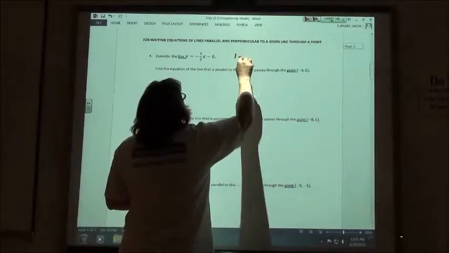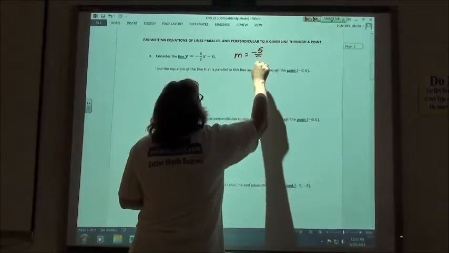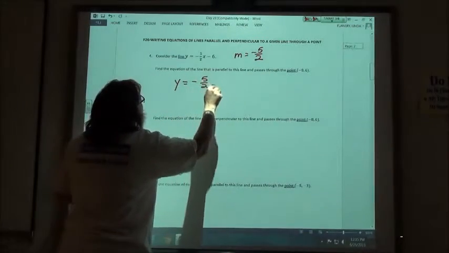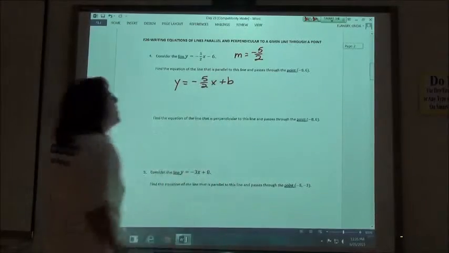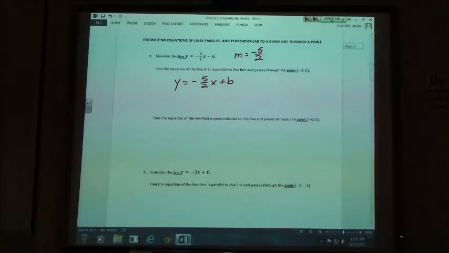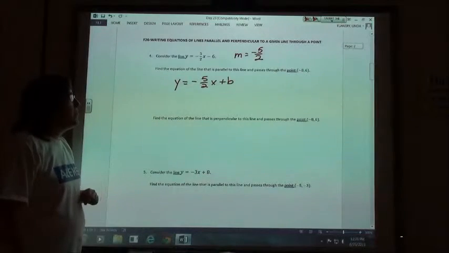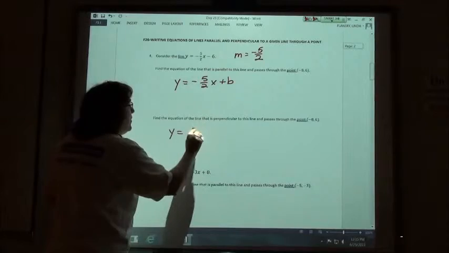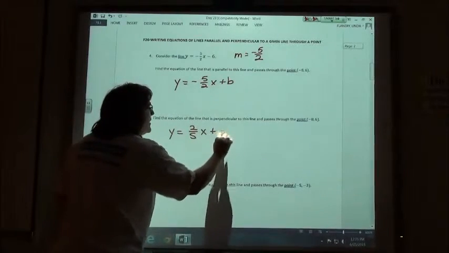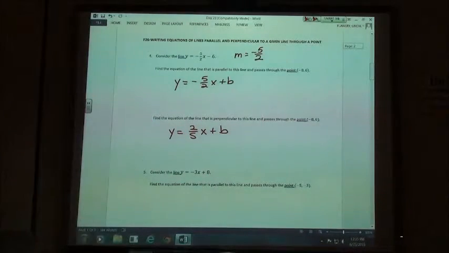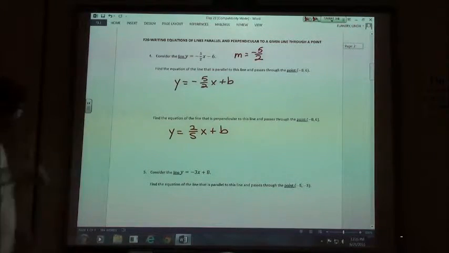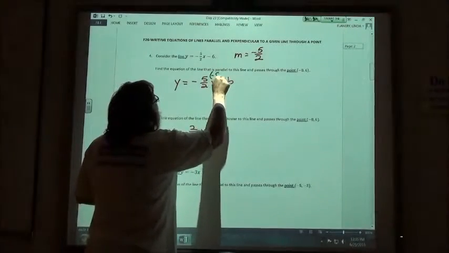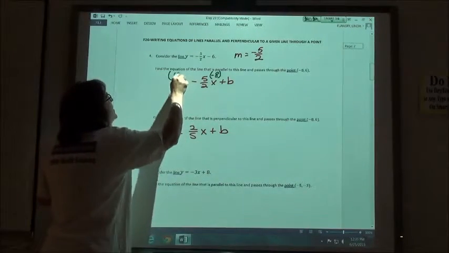I know that here my slope then is going to be -5/2. So y is going to equal -5/2 x plus some number b for my parallel line. Just for fun, if I hop down to the perpendicular line, then y equals positive 2/5 x plus some number b. They're going to use the same point and substitute in for x and y. So my x is going to be -8. My y is going to be 6.